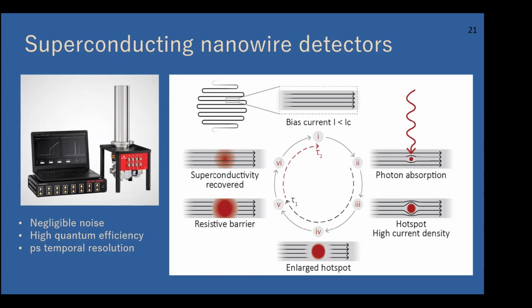The really nice thing about these superconducting nanowire detectors is that they have negligible noise. They have very high quantum efficiencies at more exotic wavelengths, so beyond 1000 nanometers, and they also have a very high temporal resolution.